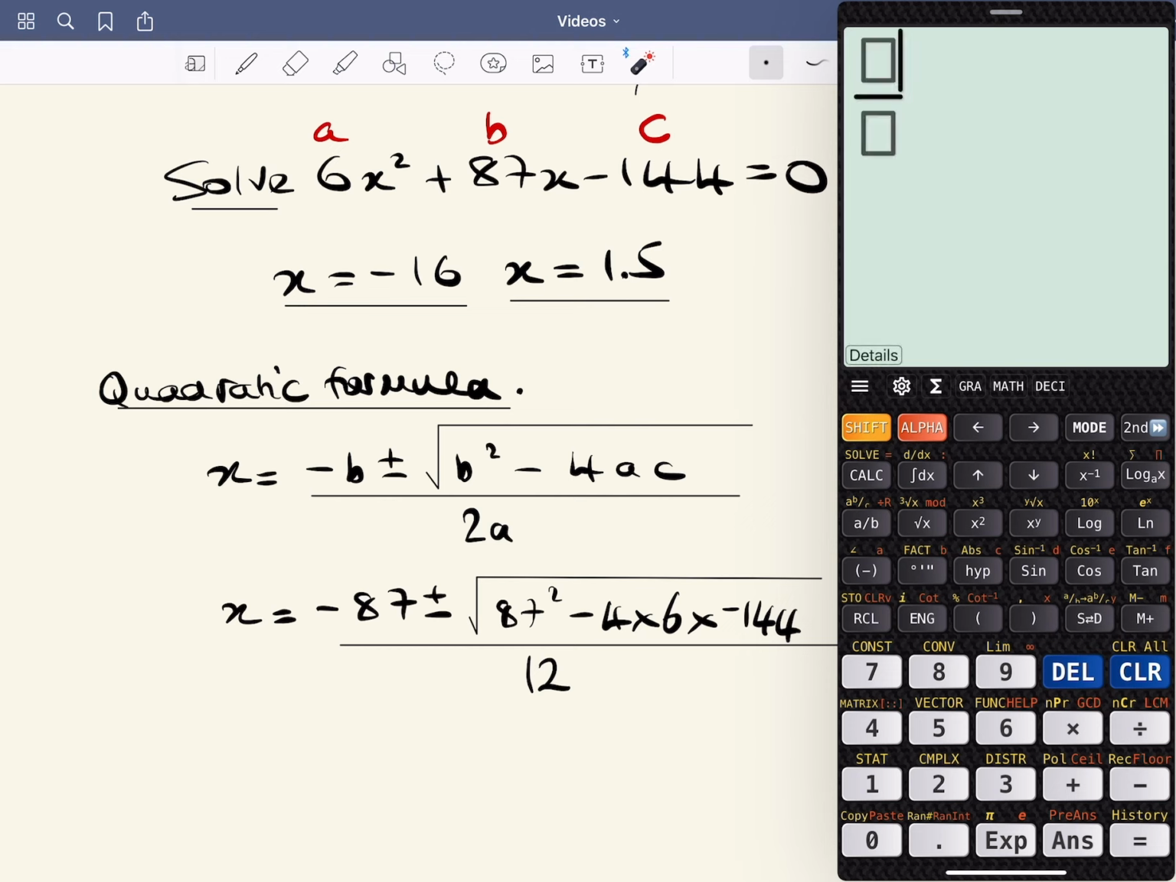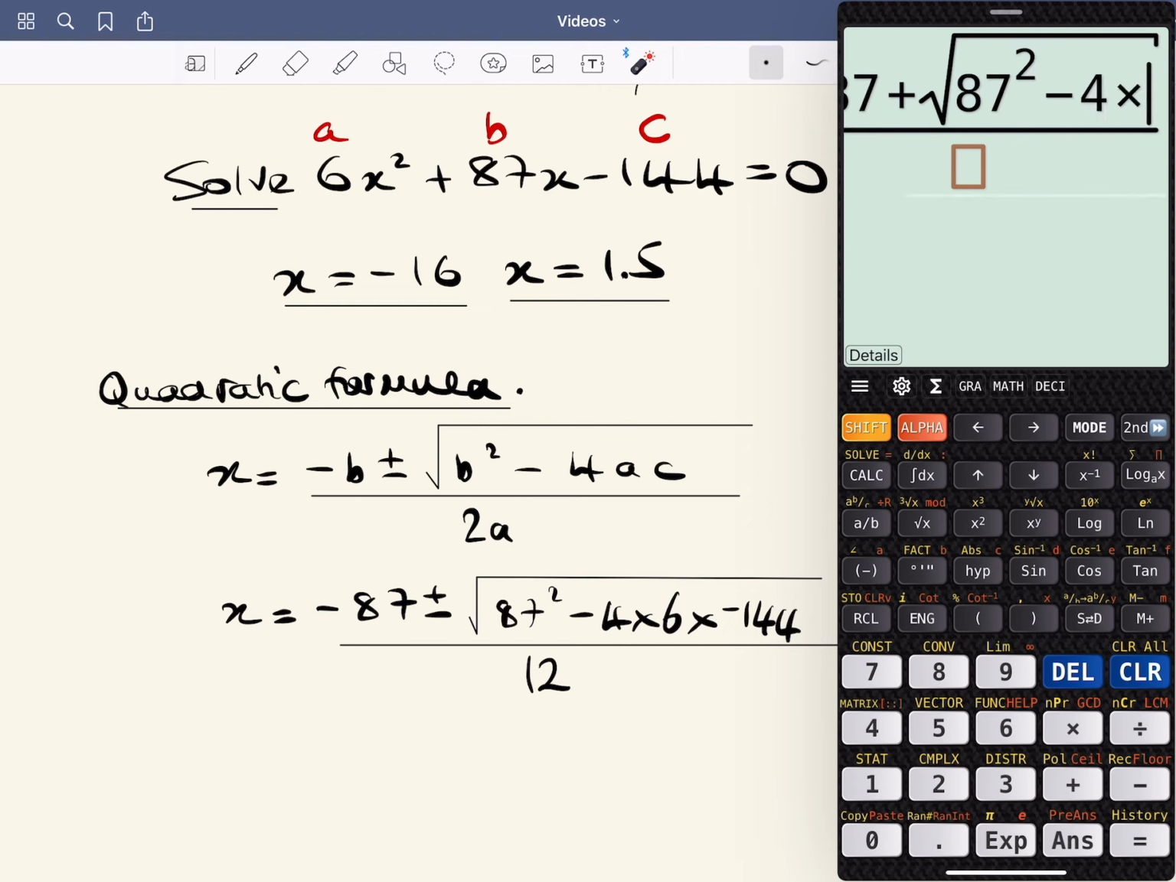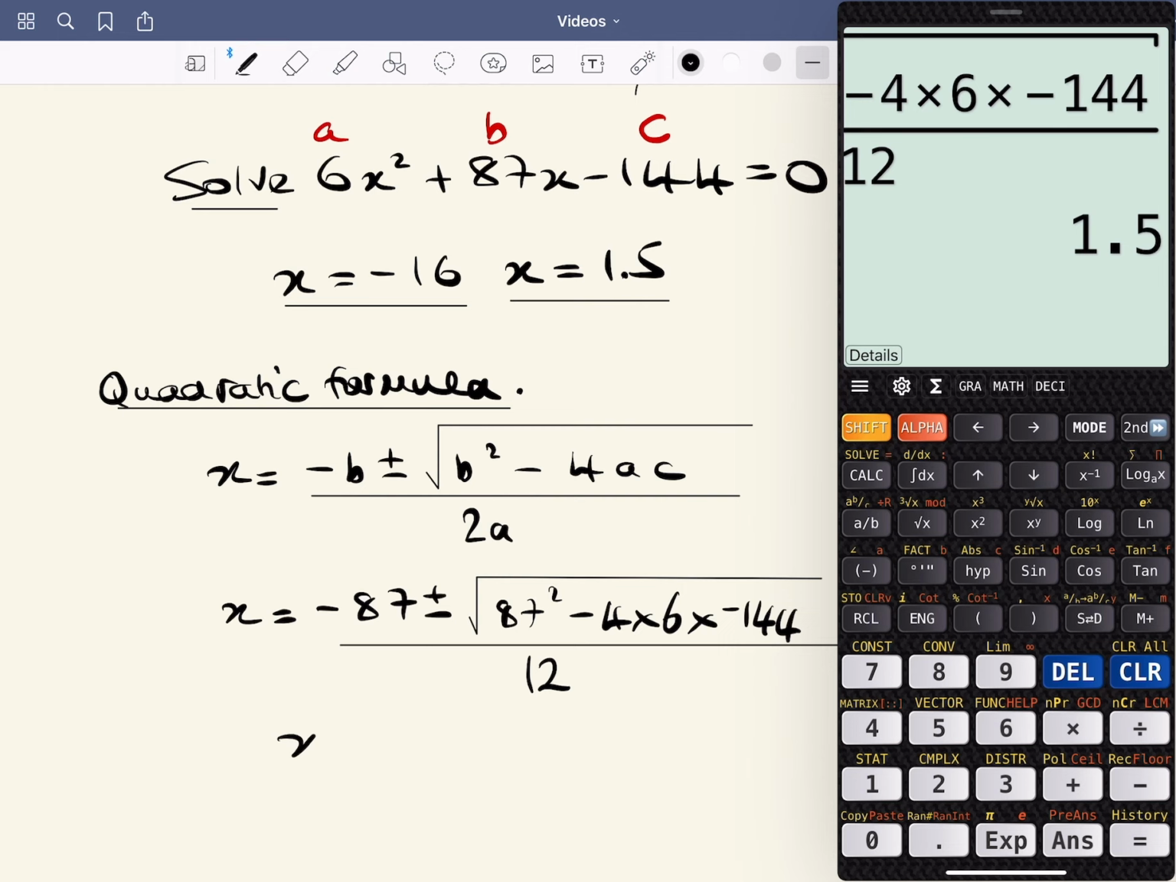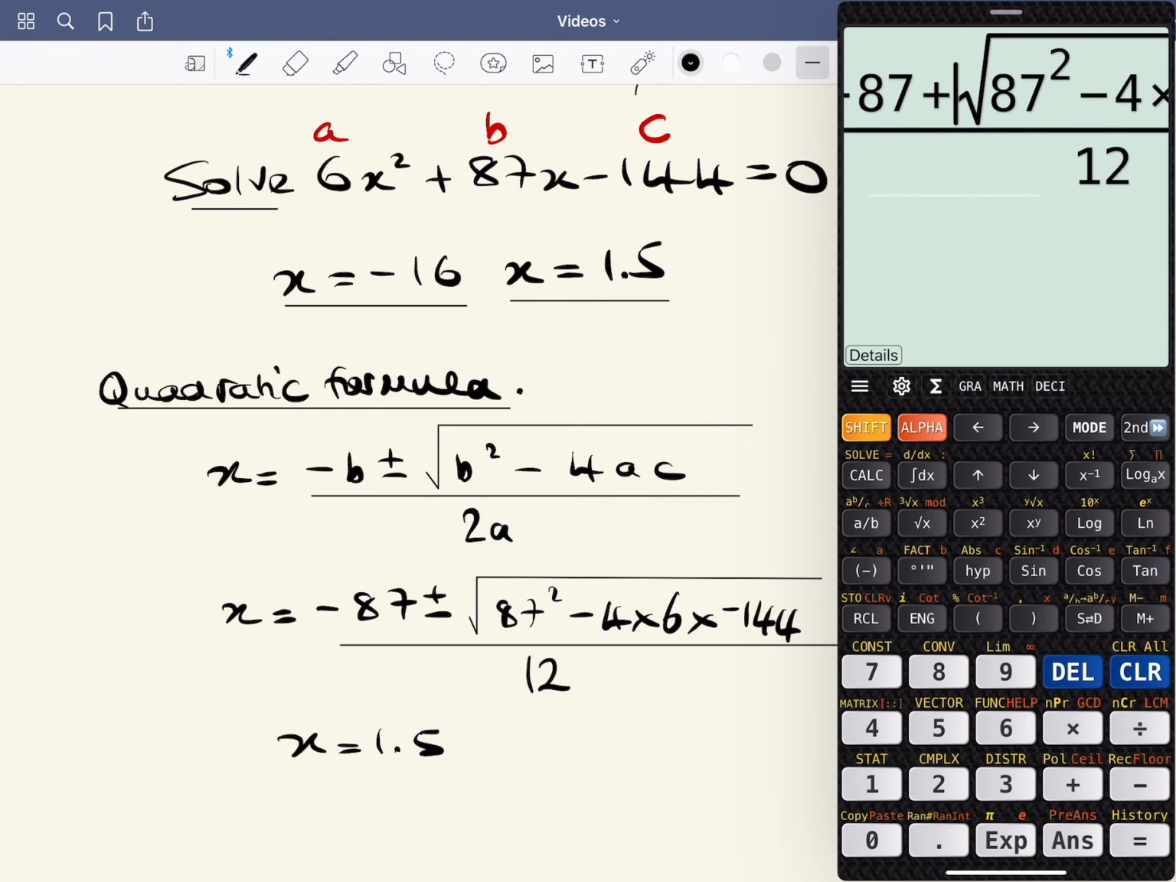And so if we use the calculator and the fraction button, we've got minus 87 plus, we'll hit plus first on the way through and we'll go back and put minus in to get the second solution. Then the square root, 87 squared, minus 4 times 6 times minus 144 all over 2a, which was 12. And we get x equals 1.5. Now if we go back with the cursor button to where we put that plus sign in before the square root, we can change it now to minus, and it will give us the other solution, x equals minus 16.